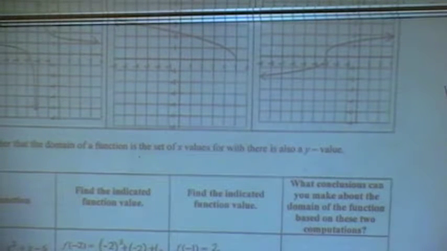Oh, I did. I got 2. Y'all get 2 when we do it analytically? Yes.